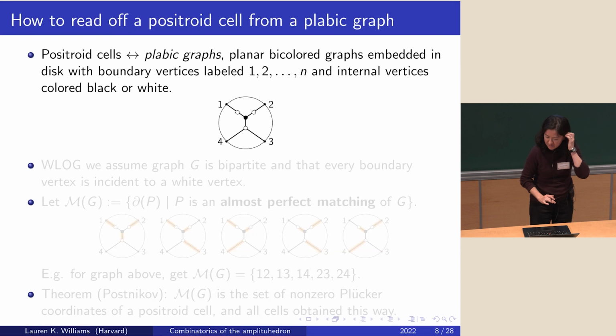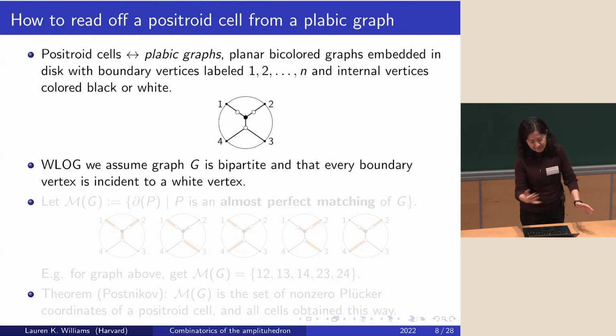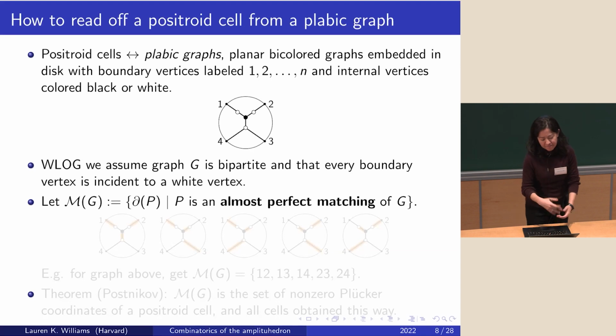So remember, these Plabic graphs are some kind of planar bicolored graphs. They're embedded in a disk. They have boundary vertices 1 through n, and they have internal vertices black or white. Okay, and we can assume our graph is bipartite and that every boundary vertex is incident to a white vertex. Okay, and so if we have done that, then I'll now show you how to get a matroid from such a graph. And it uses perfect matchings.